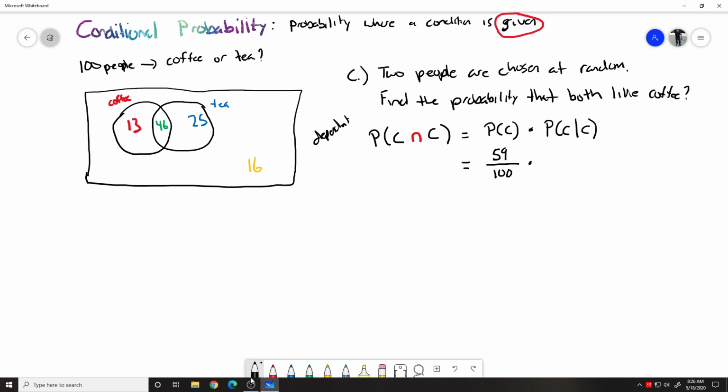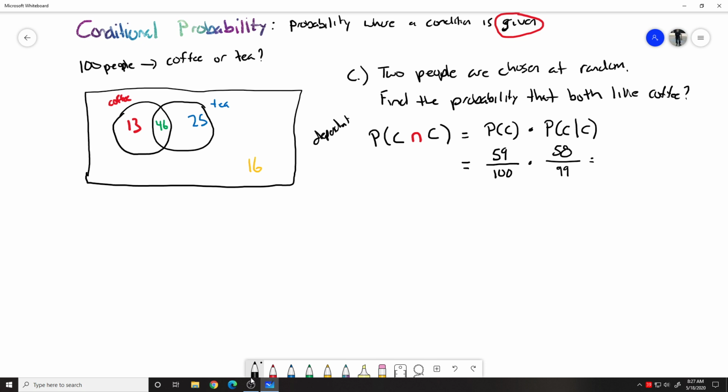Now what about the second pick? If I've gotten that person on the first pick, that's going to change the odds on my next pick. If I've taken one person out of the whole survey, I no longer have 100 people to choose from. I only have 99 people to choose from now. I did take someone that likes coffee out of the equation, so there are no longer 59 people to choose from that like coffee. There are only 58 people left now that like coffee. And this is going to give my answer when I put it together.